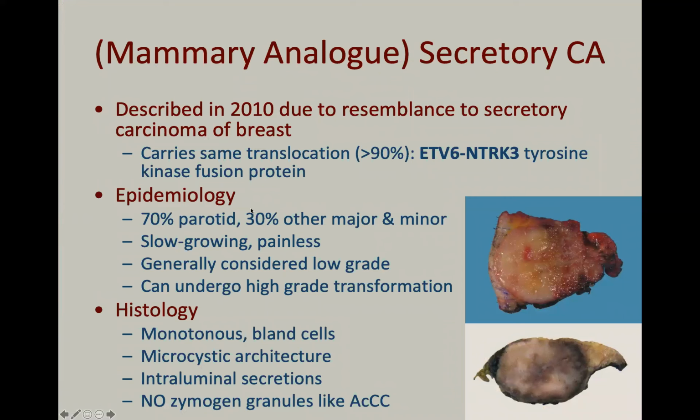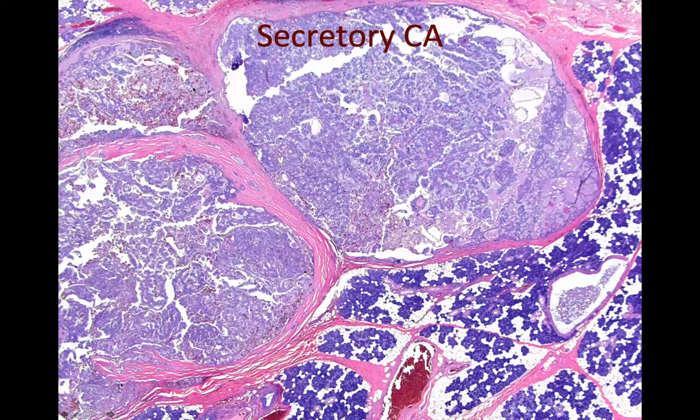I'm going to move on to some of the tumors that resemble breast cancer, and this is one of them. So secretory carcinoma, formerly called mammary analog secretory, was described due to its resemblance to juvenile or secretory carcinoma of breast, and it carried the same ETV6-NTRK3 translocation. This is in both parotid and minor salivary glands. It is generally low grade, but can also undergo high grade transformation. On low power, it can have a circumscribed edge if it's low grade.